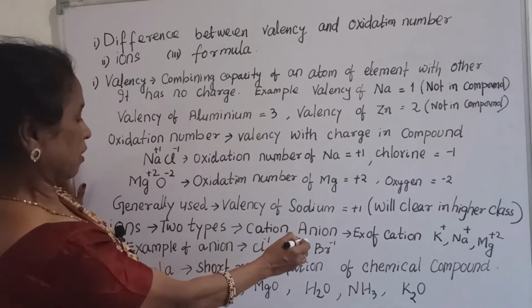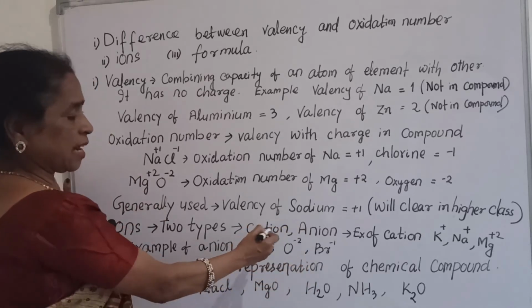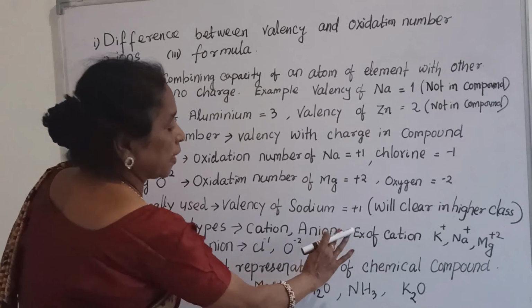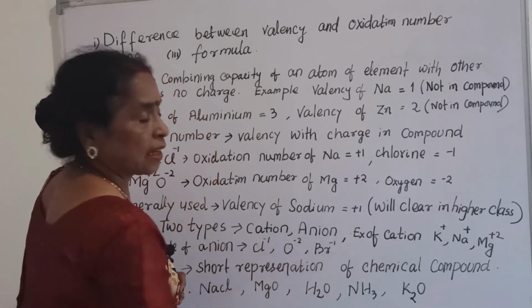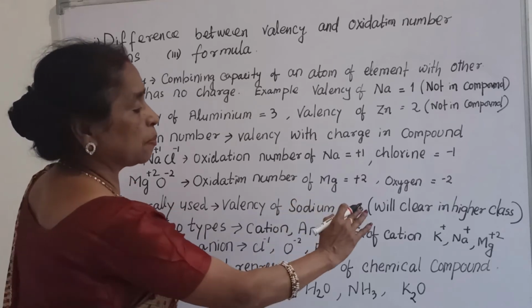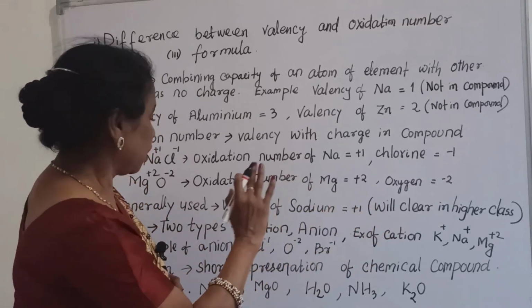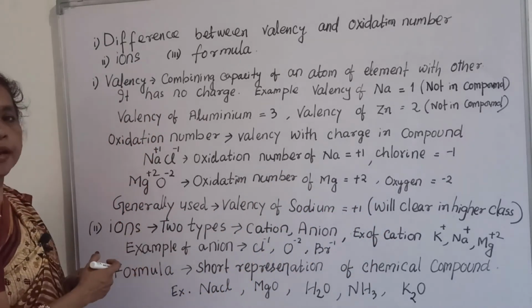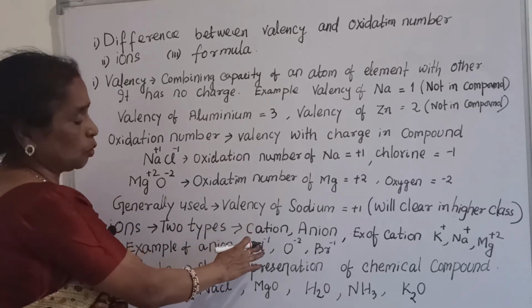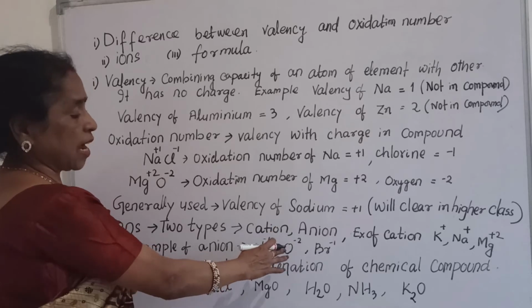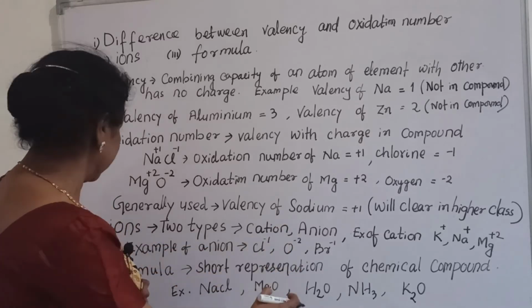Cation, anion. An example of cation has plus charge: K plus, Na plus, Mg +2. Example of anion, having minus charge, negative charge: Cl minus chloride, O -2 oxide, Br -1 bromide, like this.